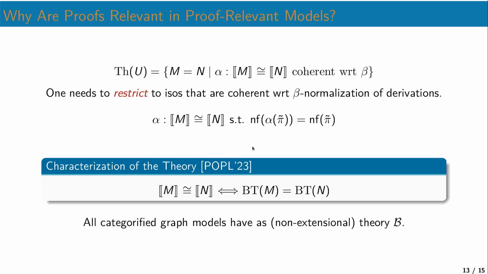In this way, we can prove that for all categorified graph models, even the extensional ones, the non-extensional theory generated by them is the same as the one generated by Böhm trees. I want to stress that we are able to define theories that depend on the choice of isomorphism. In particular, if the categorified graph model is non-extensional itself, all the possible isomorphisms are exactly the ones that are coherent with beta normalization, because it couldn't ever validate eta expansion, being a non-extensional model.